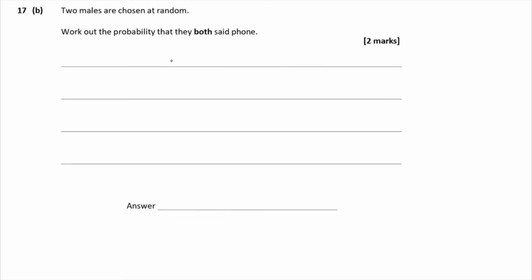Part B says two males are chosen at random. Work out the probability that they both said phone. Now this is going to start out the same way, isn't it? With males either choosing laptop or not choosing laptop. In other words, choosing phone. The probabilities are going to start out the same. We've got 2 out of 11 who chose laptop, and 9 out of 11 who didn't.